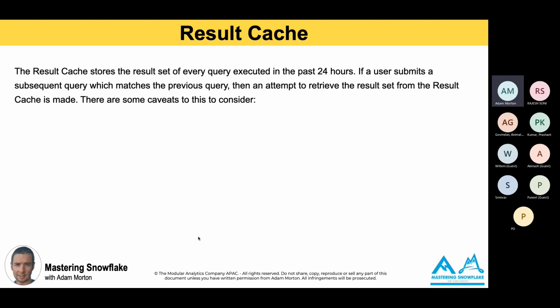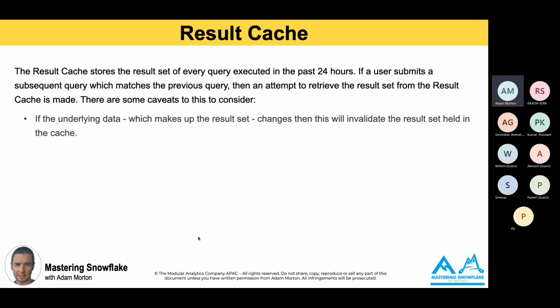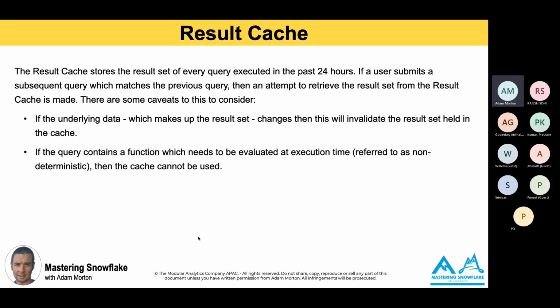Now, some caveats around the result cache. It stores the result set of every query executed in the last 24 hours only. And if a user then submits a subsequent query which matches the previous query, then it will attempt to retrieve the result set from the result cache. However, if the underlying data which makes up the result set has changed since the last time the query was run, that will invalidate the result set held within the cache. So it can't use it. It needs to go and fetch the data again.